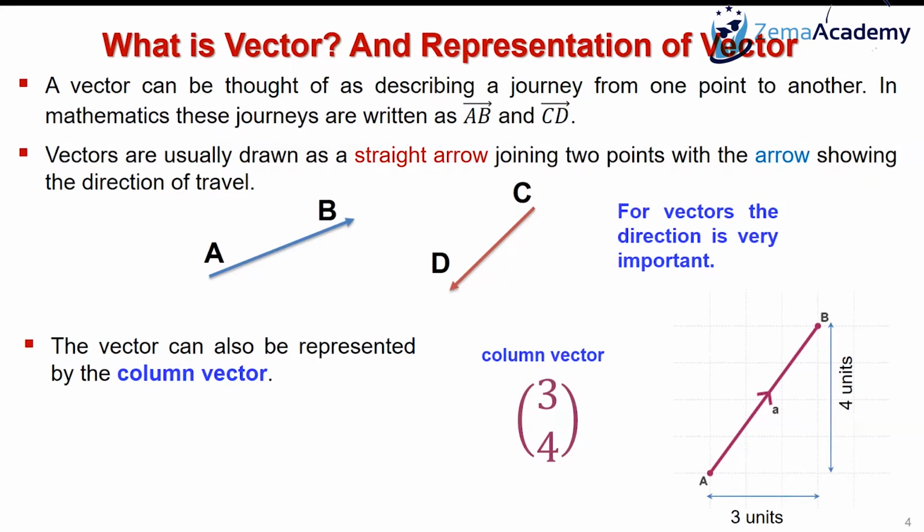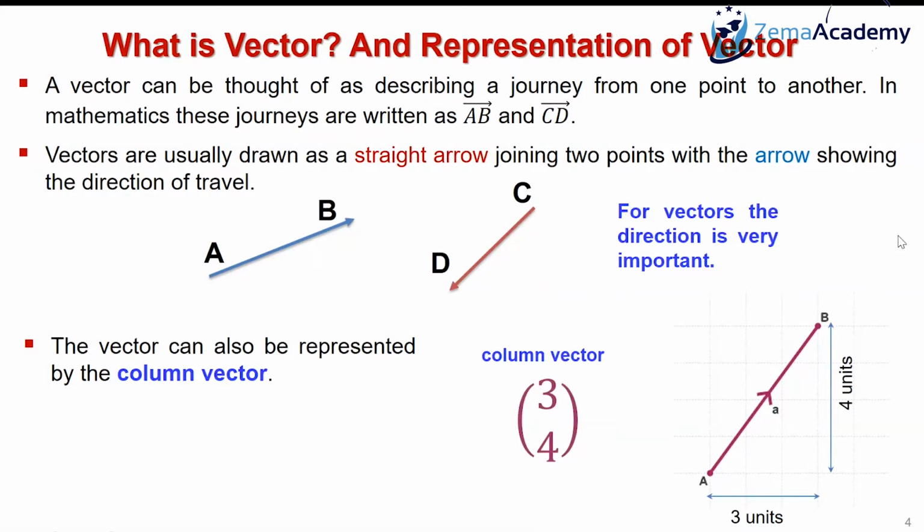So as you may see, for vectors going from one point to another, the important thing is that it shows you the direction in which you are proceeding. For example, in A to B, the head is towards B, so you are walking towards B. In the other case, C to D, the head is towards D, so you are going from C to D.